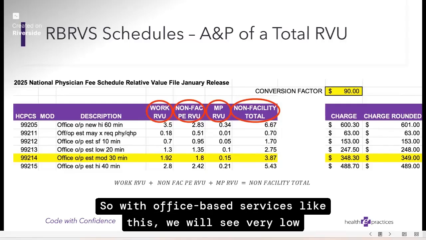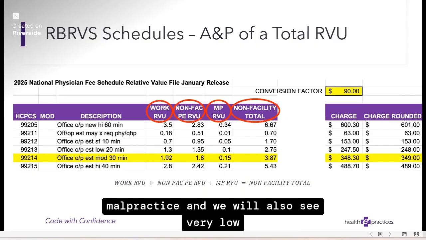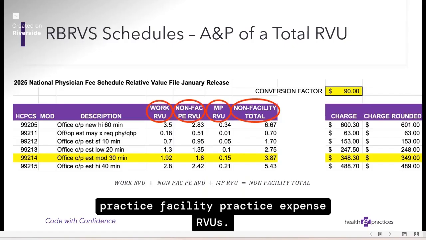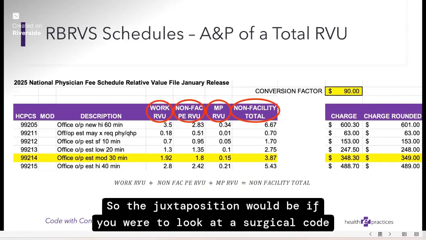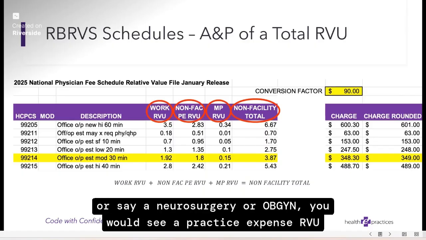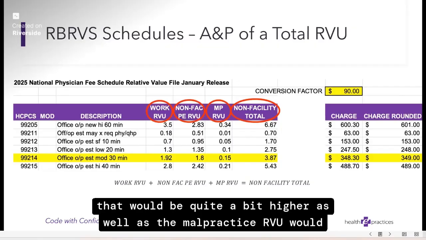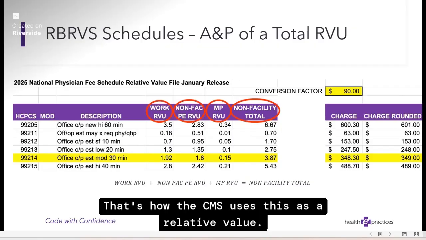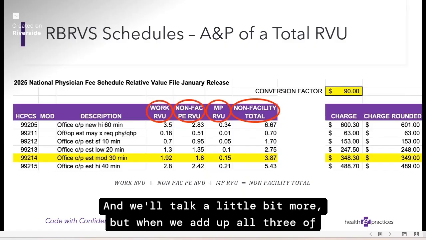So with office-based services like this, we will see very low malpractice, and we will also see very low non-facility practice expense RVUs. So the juxtaposition would be if you were to look at a surgical code for, say, neurosurgery or OBGYN, you would see a practice expense RVU that would be quite a bit higher, as well as the malpractice RVU would be quite a bit higher as well. That's how CMS uses this as a relative value, and we'll talk a little bit more.